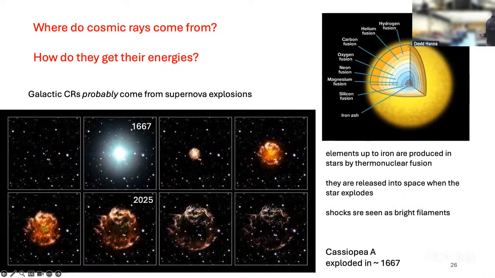Here's an example of a supernova that exploded in about 1667, according to records at the time. That's what it looked like back then. This is what it looks like now. And this is just a simulation. But what I want you to notice is there are all these filaments which are glowing, and those are shocks.